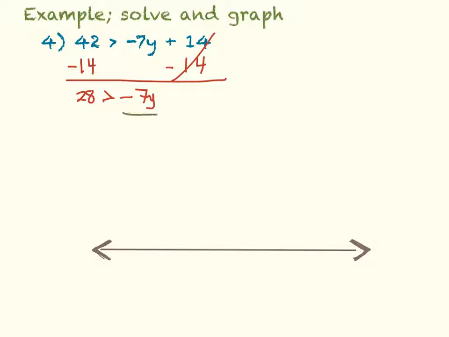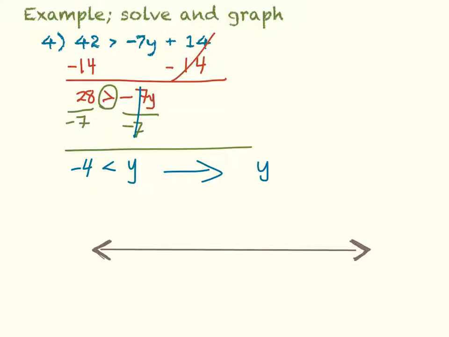Next step, divide by negative 7. I'm dividing by negative 7, so I have to do something with my inequality sign, do it to both sides. So what I have is 28 divided by 7, which is a negative 4. And then I'm going to flip the inequality symbol. So now it's a less than sign, and my variable is y. So I could write it like that, or I could write it as y is greater than negative 4. Either one is correct.